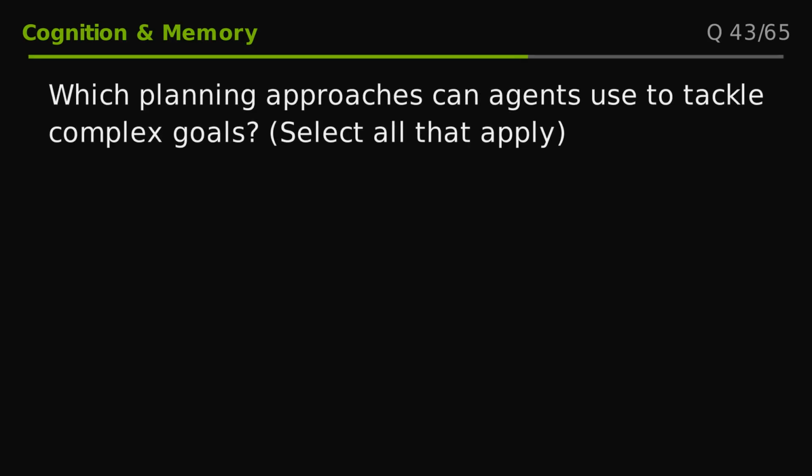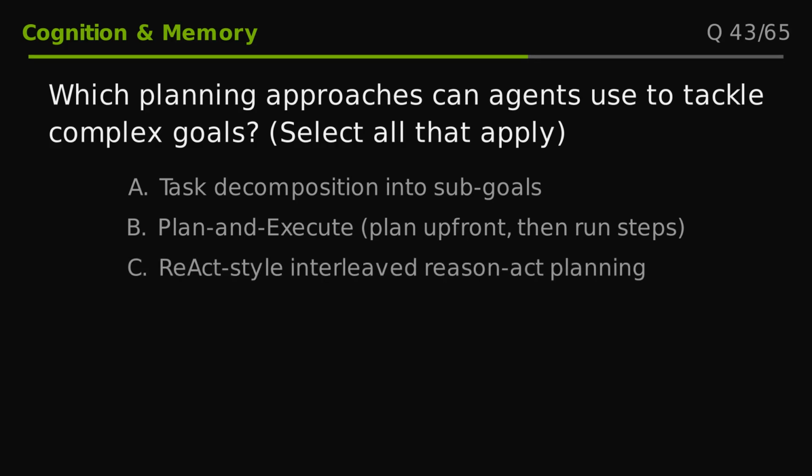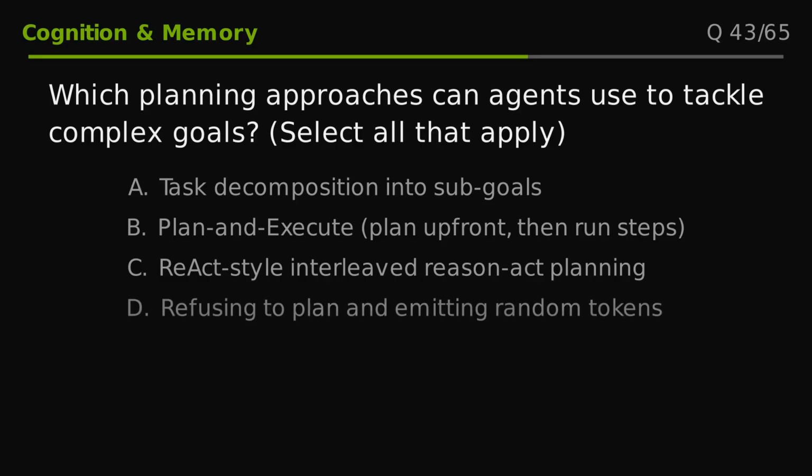Question 43. Which planning approaches can agents use to tackle complex goals? Select all that apply. Option A. Task decomposition into subgoals. Option B. Plan and execute: plan upfront, then run steps. Option C. ReAct-style interleaved reason-act planning. Option D. Refusing to plan and emitting random tokens.